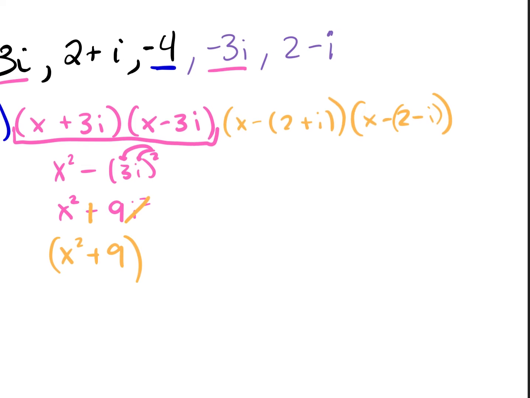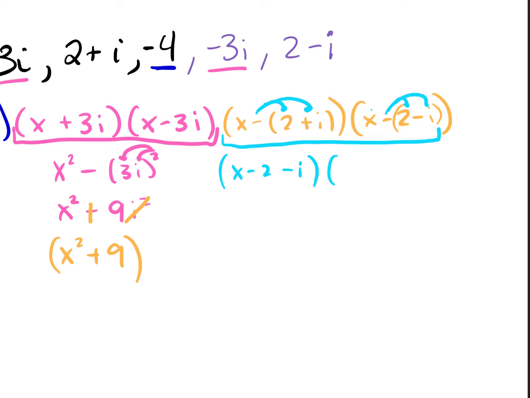Now I'm going to multiply my second conjugate pair, these two. What do I have to do first? Distribute the negative. So this is x minus 2 minus i and x minus 2 plus i. So here I have conjugate pairs again. My first term is x minus 2 and my second term is just i. So I have x minus 2 squared minus i squared.